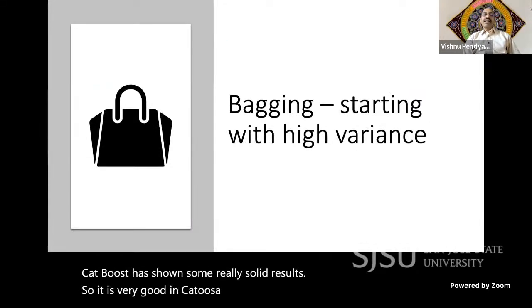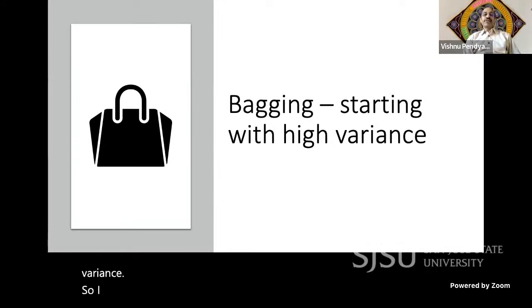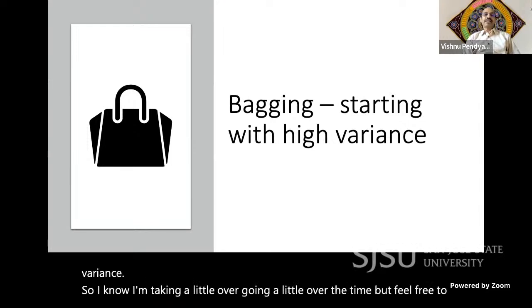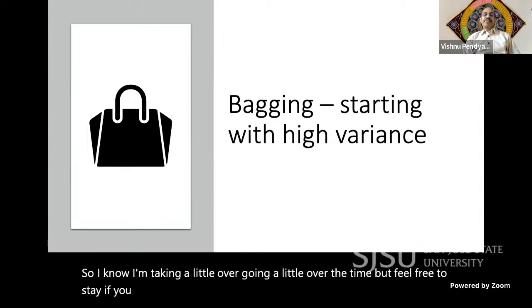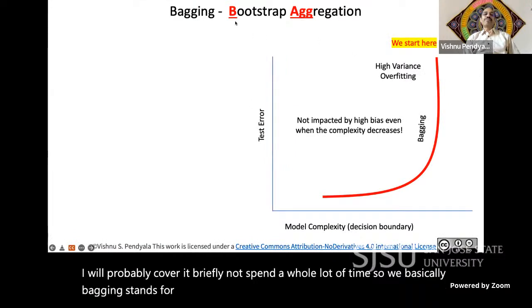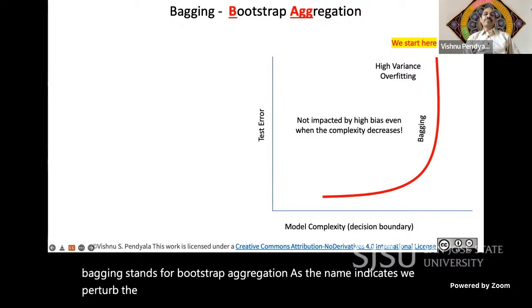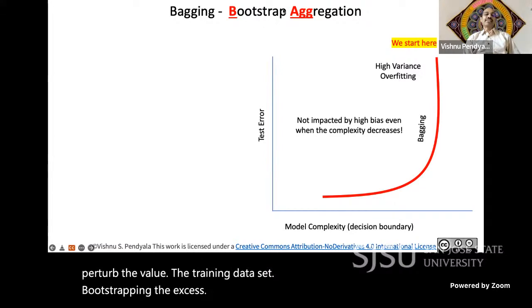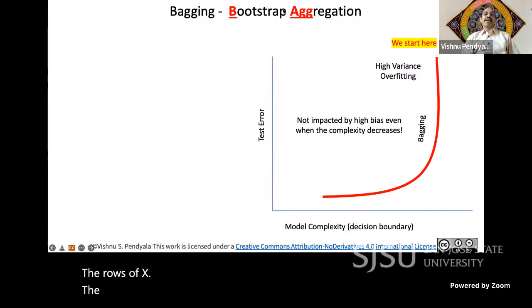So the other approach is to start with the variance. I know I'm going a little over the time, but feel free to stay if you like. I'll probably cover it briefly, not spend a whole lot of time. So, bagging stands for bootstrap aggregation. As the name indicates, we perturb the training data set by bootstrapping the rows of X, the data items.